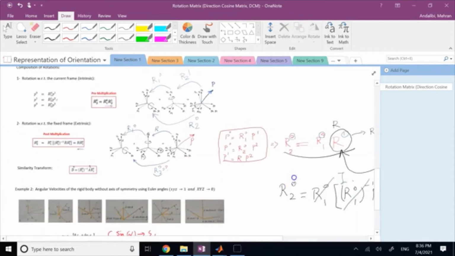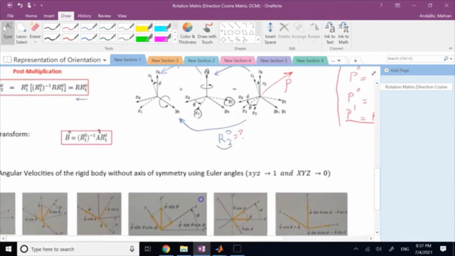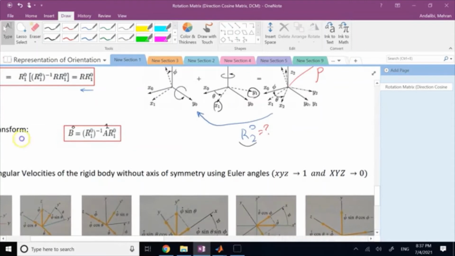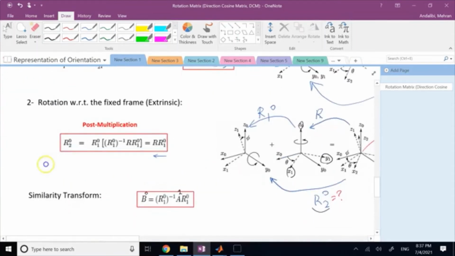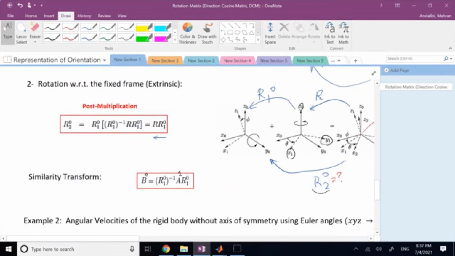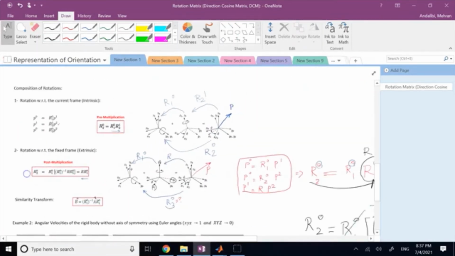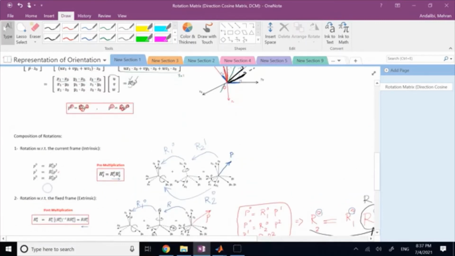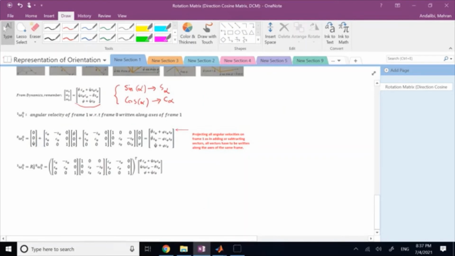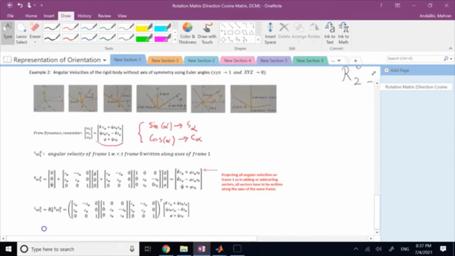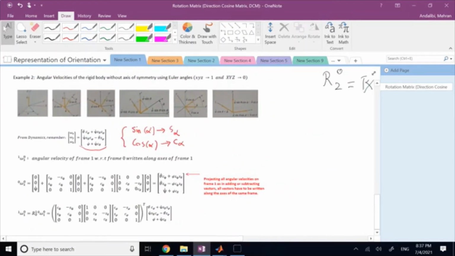Okay, so hopefully I could clarify why it is that when you do extrinsic rotations, or rotation with respect to a fixed frame, you do backward multiplication or post-multiplication. Good? Everything clear here? If everything is clear, now let's go back to our example and finally finish this long video.